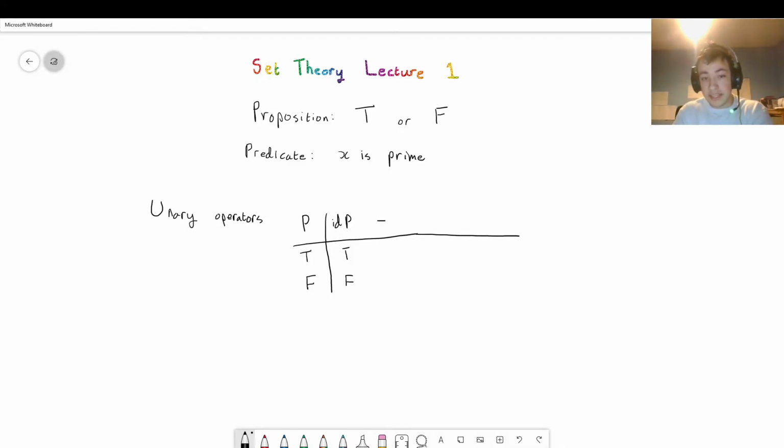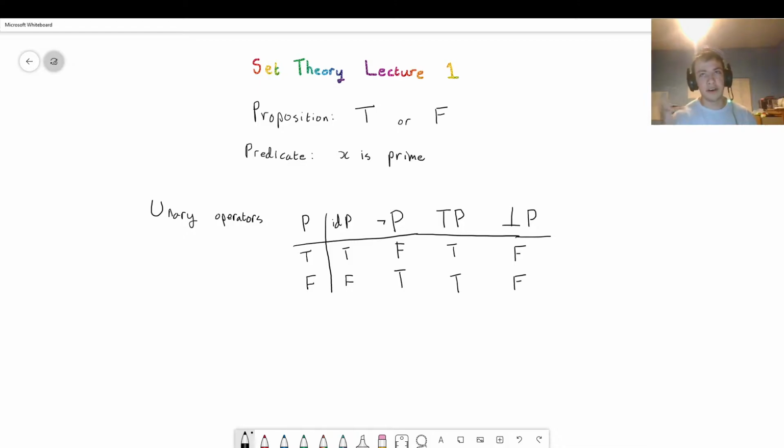Then we have the negation, neg P, like this. And so if P is true, the negation of P is false. And if P is false, the negation of P is true. Okay. Then we have tautology, TP. So a tautology is a statement that is always true, and so the tautology of P is always true. It's not very useful, but we may as well list it. And then the contradiction of P, a contradiction is always false. And these are the four possible operators.